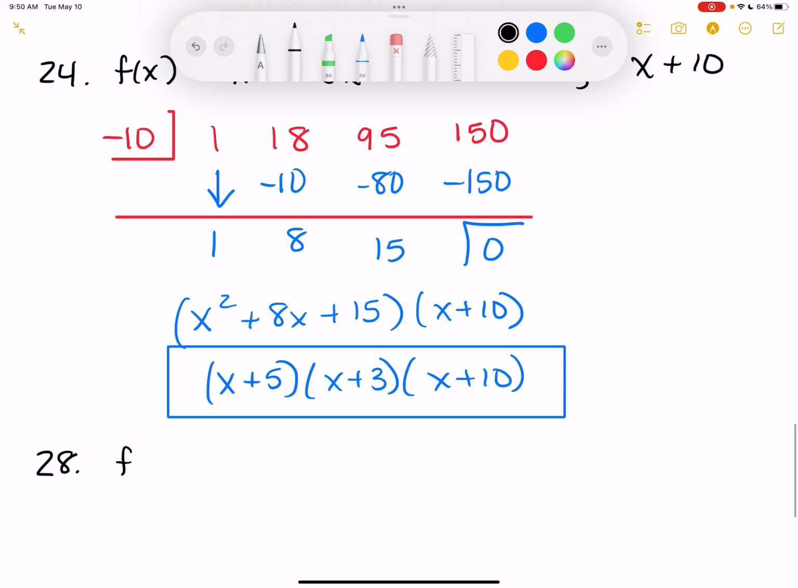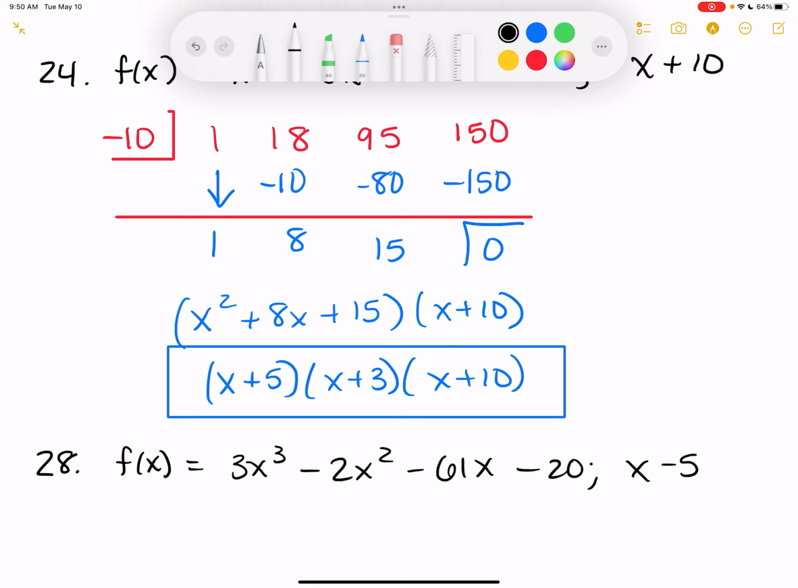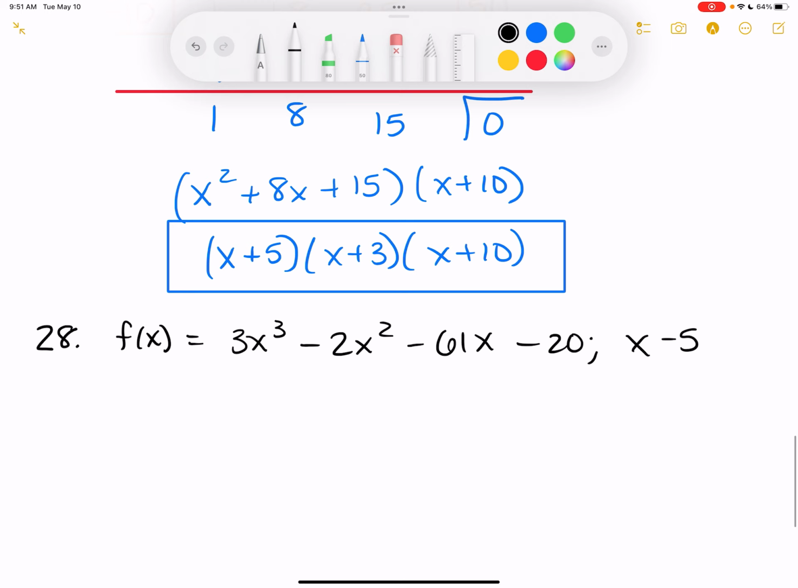28. F of x equals 3x cubed minus 2x squared minus 61x minus 20. X minus 5 is the factor. That's not bad. So we put the positive 5 in the bottom. And then we do the numbers thing.